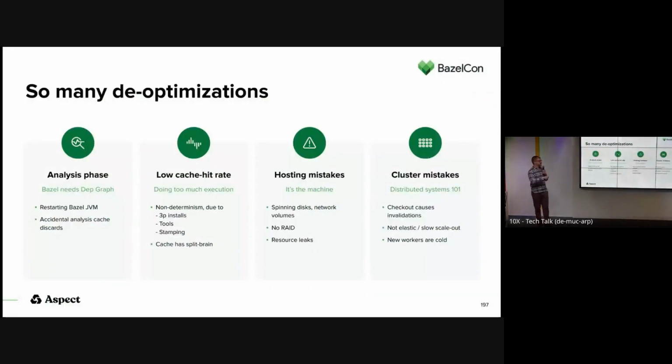The reason is that there's a long list of de-optimizations that occur on CI. I don't have time to talk through each of these, but essentially, in the analysis phase, Bazel is building the dependency graph. That needs to be cached in the JVM, and so restarting the JVM or discarding that cache will slow you down. Having a low cache hit rate, there have already been talks at BazelCon and yesterday's community day about how to avoid doing too much execution because you're not getting the cache hits that you should have. There are mistakes in how you host an individual machine that will make Bazel slow, and then there are also mistakes in how you host a cluster of machines because, of course, you want your builds to be elastic and scale in and scale out. So you have slow 99th percentile builds where a new machine had to boot up for that build.